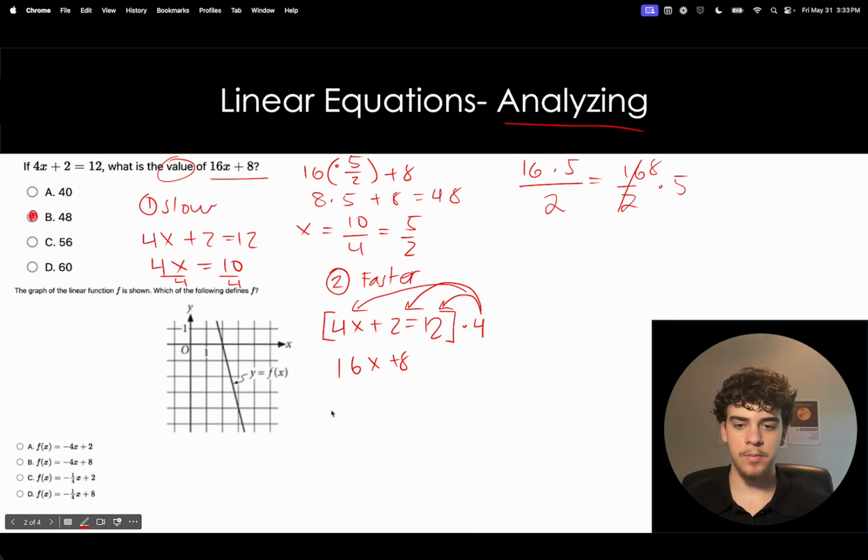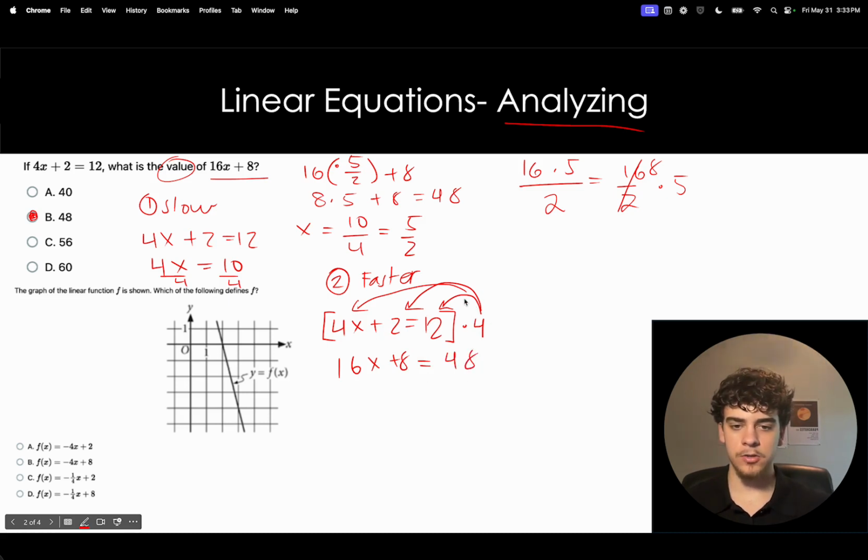And then you'll see what happens is that this left side, the 4x plus 2, actually becomes 16x plus 8 because the 4x times 4 is 16x, and then the 2 times 4 is 8. And then all that we have to do now is distribute the 4 to the 12, and we can see that this is going to actually equal 48.